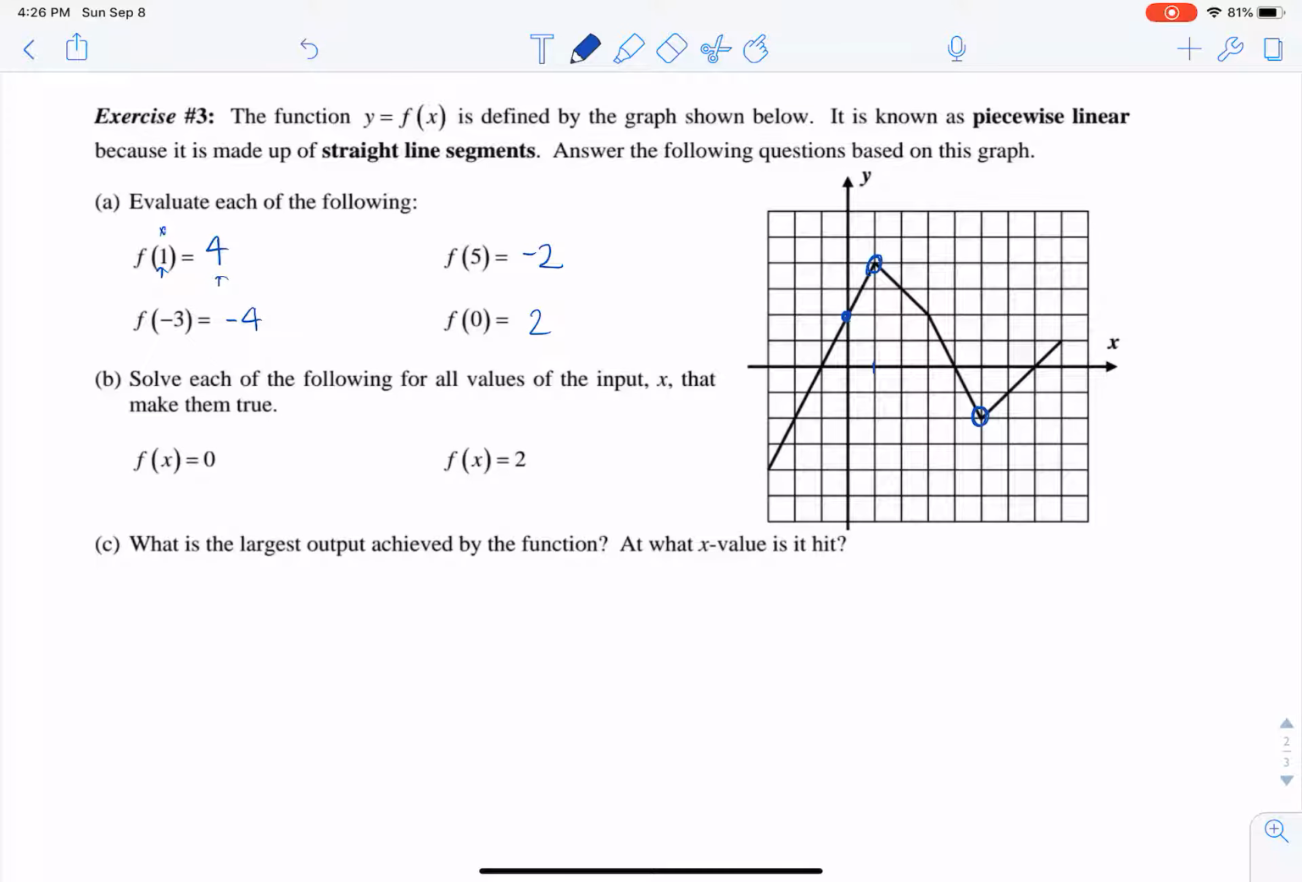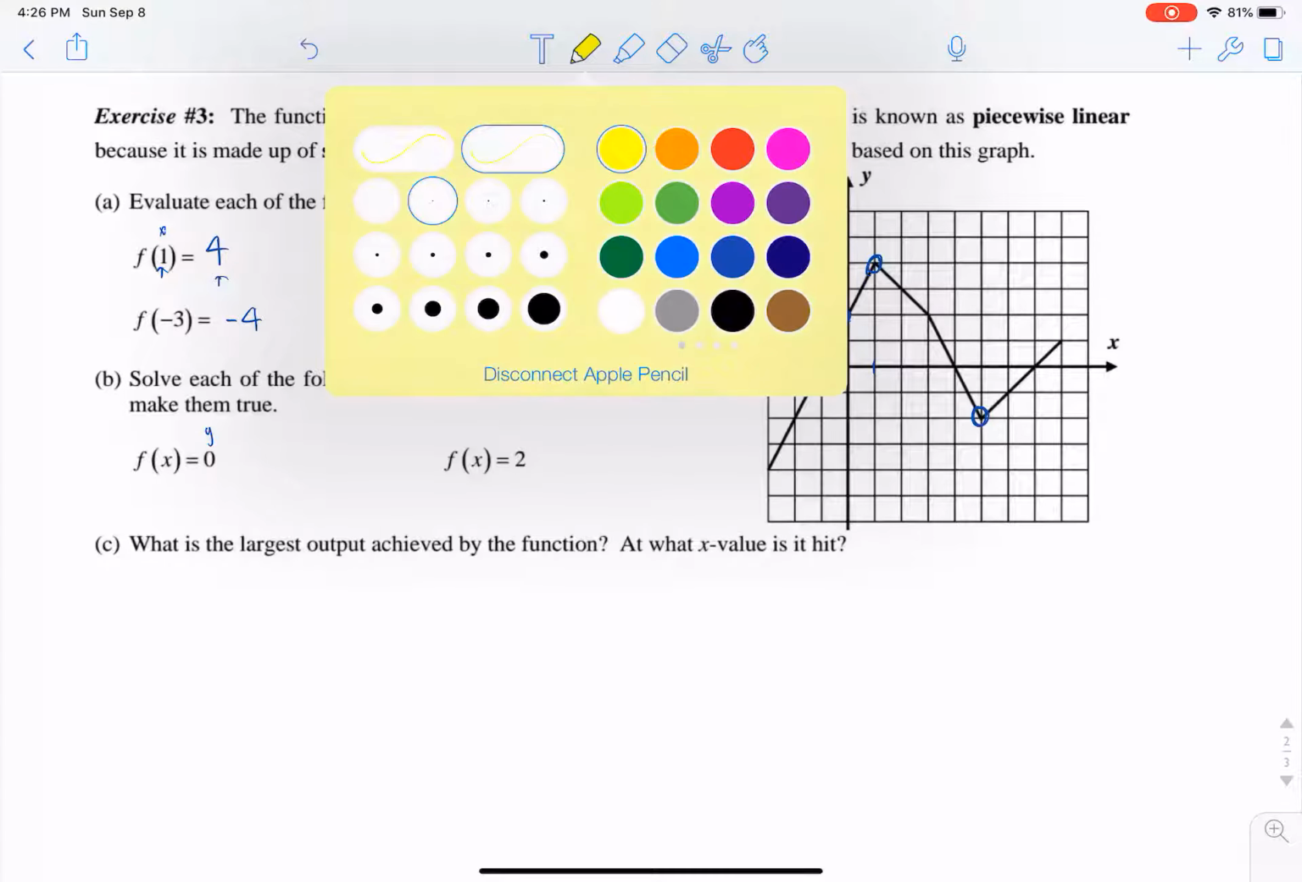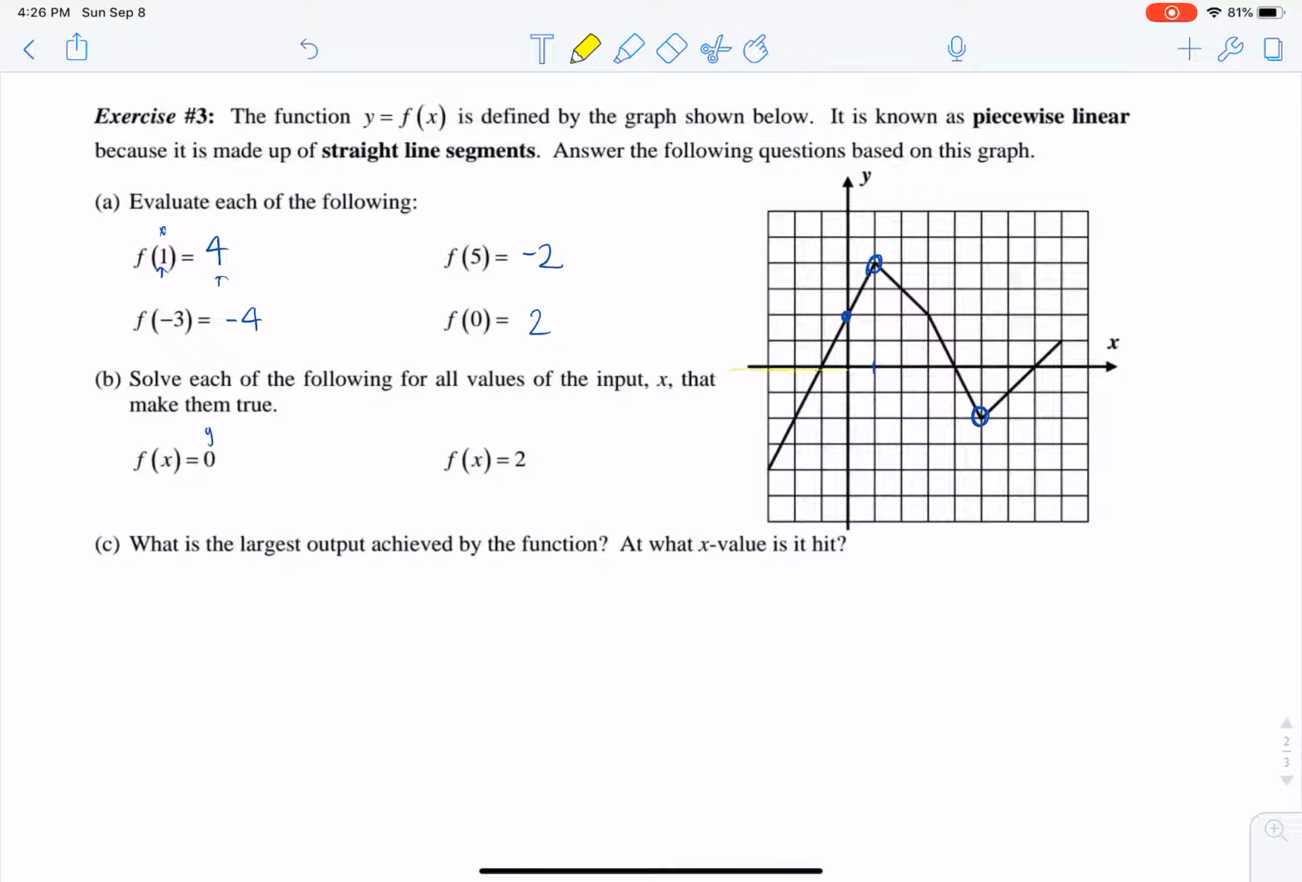Part B, solve each of the following for all values of the input x that make them true. So this is saying when y is 0, what is x? So I know that my y happens to be 0 at this line right here. This is my line, y is equal to 0. So this is really asking for this x value, and this x value. So my answer here is x is equal to negative 1, 1, 2, 3, 4, 5, 6, and 7. Okay, so notice how there's more than one value here.